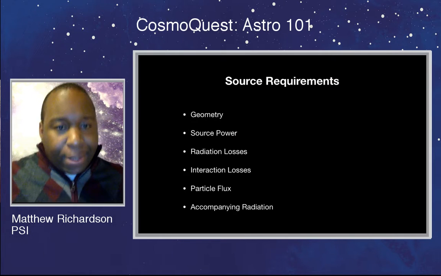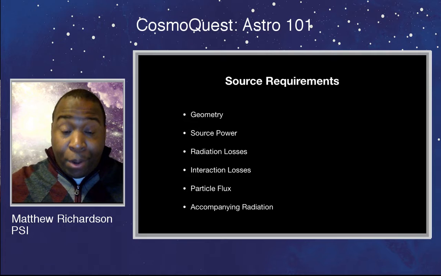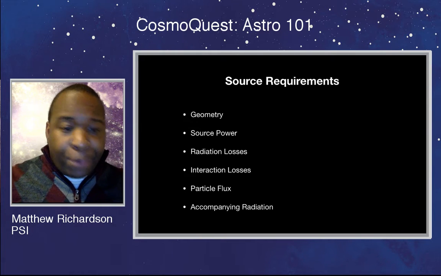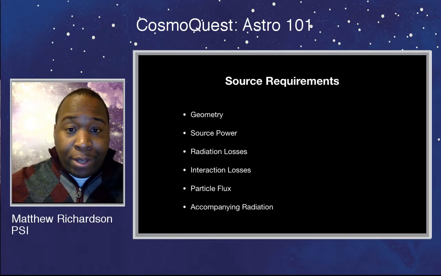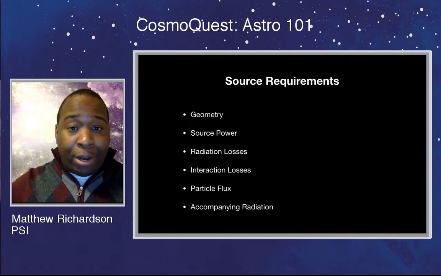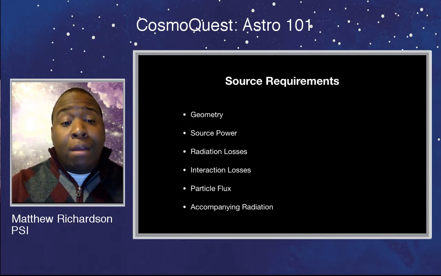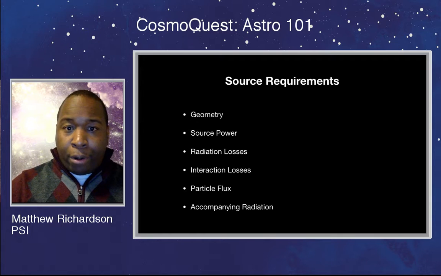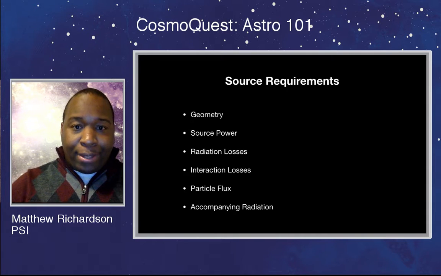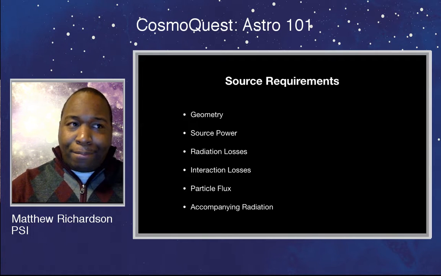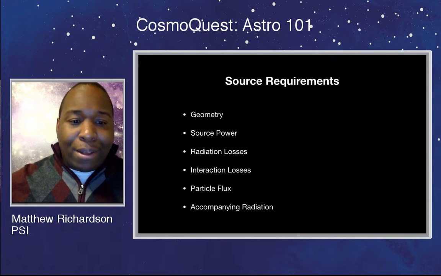Whenever you're talking about these sources, there are a few key things that are going to be required of the source itself. First things first, the geometry. You want to make sure that the physical size of the source can contain the cosmic ray while it's accelerating it. Another important thing is the physical power associated with the source, which is how much energy the source itself can give to its cosmic ray while still remaining a source. Basically, how much power can the source give to the cosmic rays.